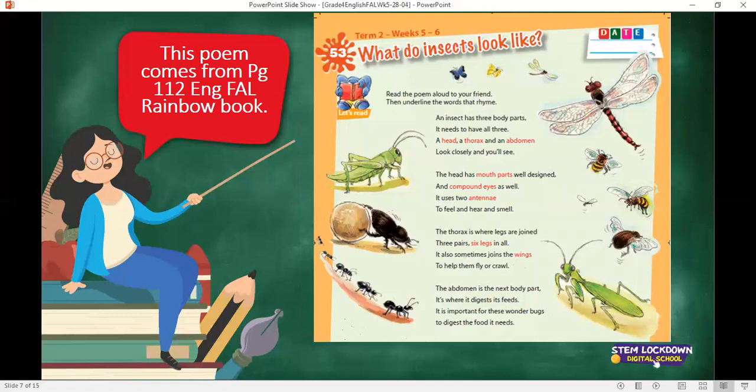So the poem we're going to look at today actually comes from your English First Additional Language Rainbow book. And this comes from page 112. When we look at poems like this one, you'll see it looks like a story. But it's different from a story because remember now it's rhyming. And because it's different from a story, we don't separate it into paragraphs.